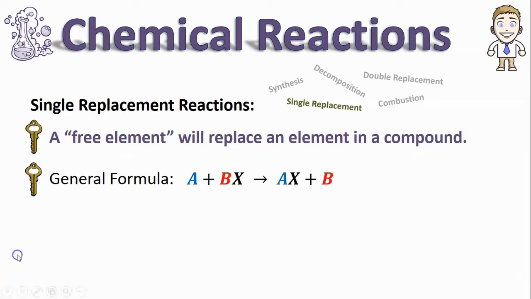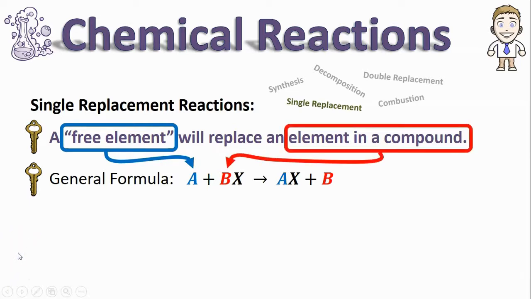Here, the free element is being represented in blue by the letter A. It's called free because it's by itself, not bonded to anything else, and it's going to replace the position of the element in the compound represented with the letter B in red.